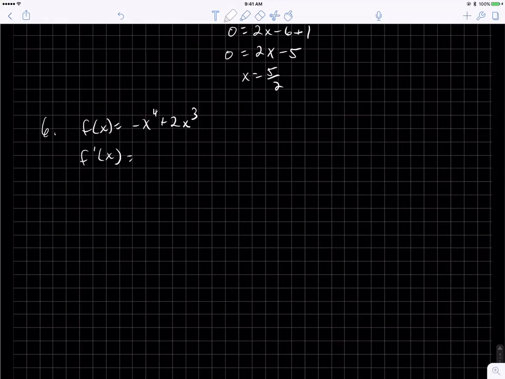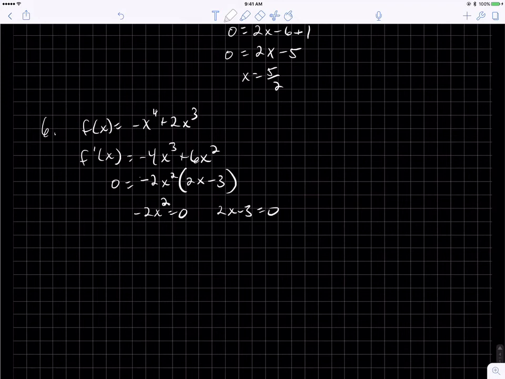f prime of x is negative 4x cubed plus 6x squared. I set it equal to 0, and I'm going to factor out a negative 2x squared. So I'm going to get 2x minus 3. Just double checking that, okay? Set each factor equal to 0. Solve. Those are my critical values.